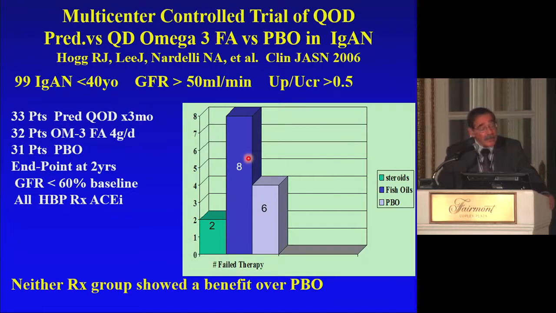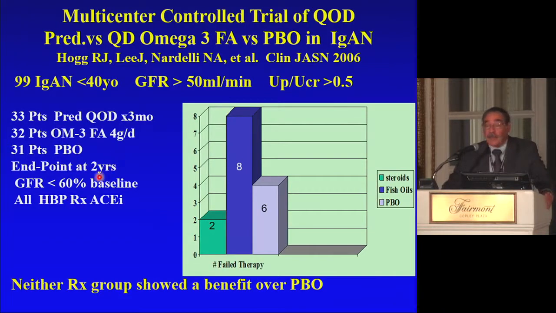Now let's look at another study. This is Ron Hogg's study. It's a pediatric study, but the pediatric age group went all the way up to 40 years old. I don't think if you're 38 years old you're in the pediatric group, but they couldn't get enough people into it, so they kept raising the age. But in any case, these people had biopsy-proven IgA, GFR over 50, and protein creatinine ratio over half a gram a day. 33 patients got every-other-day steroids for 3 months, 32 got fish oils, 31 got placebo.